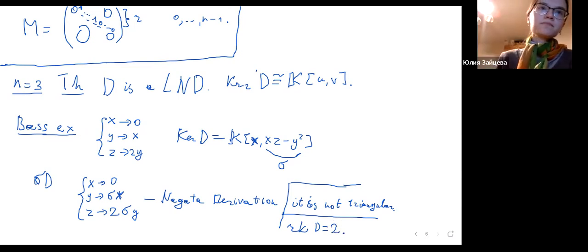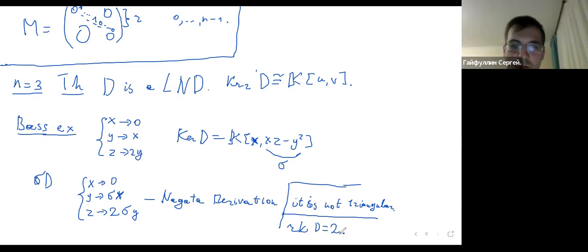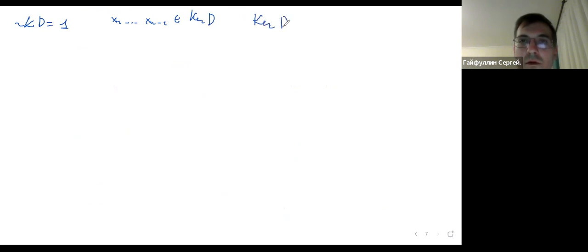Why is it not equal to 1? Because every locally nilpotent derivation of rank 1 has the following form. I'm sorry, I should say it before. If the rank of D is equal to 1, then we have n-1 variables in the kernel: x1, ..., x(n-1) belong to the kernel. And then, of course, the kernel is equal to the polynomial ring in these n-1 variables, because then the transcendence degree should be n-1. And then we have only D of xn.